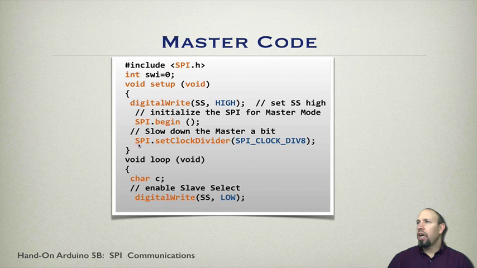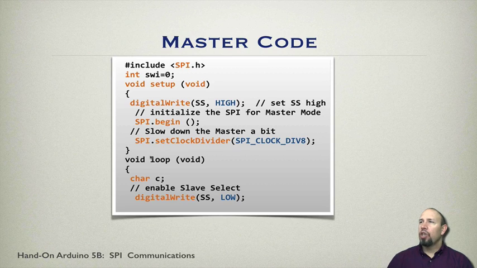Then we have this command, SPI set clock divider. This adjusts the clock speed for the SPI communication. In this case, we're going to divide by 8. So that's what happens in the setup routine.